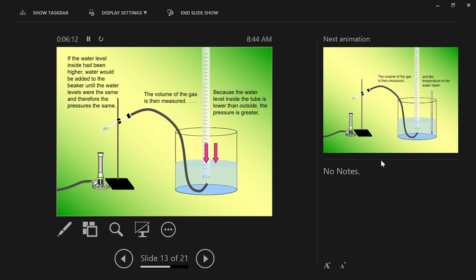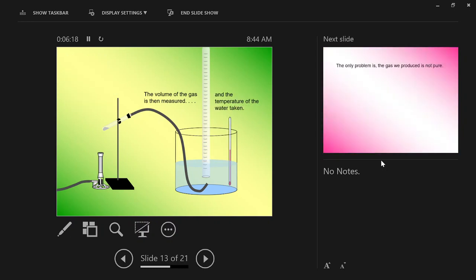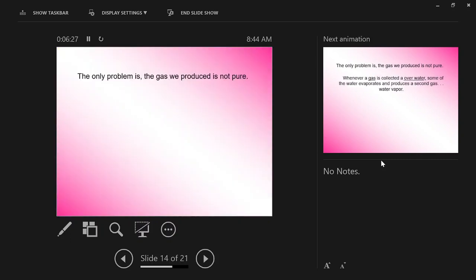Then we use the little markings on the tube to measure the gas volume inside the tube. And we also take the temperature of the water, because that's going to be important for our calculation later. And this all sounds good because now we have a volume, we have a pressure which is equal to the atmospheric pressure, and we have a temperature. Pressure, volume, temperature, we could in theory figure out the number of moles of the gas.